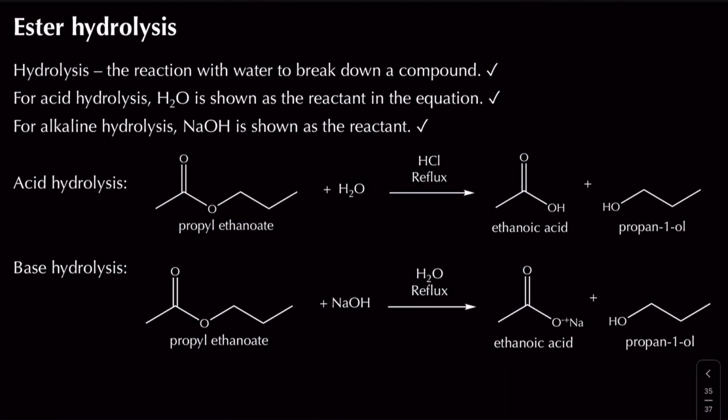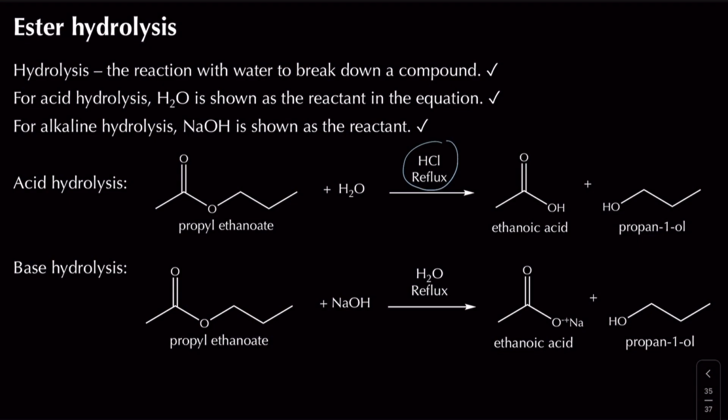So moving on, in that case, we've looked at how we can make esters. What about if I wanted to do ester hydrolysis to actually break apart an ester into its constituent carboxylic acid and its alcohol itself? Well, hydrolysis is actually the opposite of condensation. In this reaction, we use water to break down a compound itself. Now, there's two types of ester hydrolysis that you need to be aware of. The first one is acid hydrolysis, and in this case, you would use HCl and reflux.